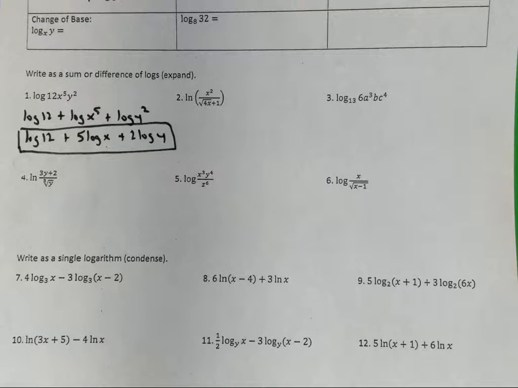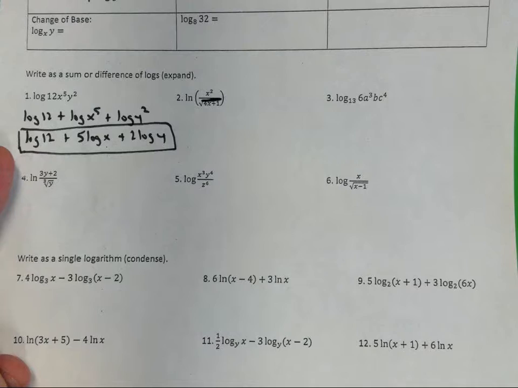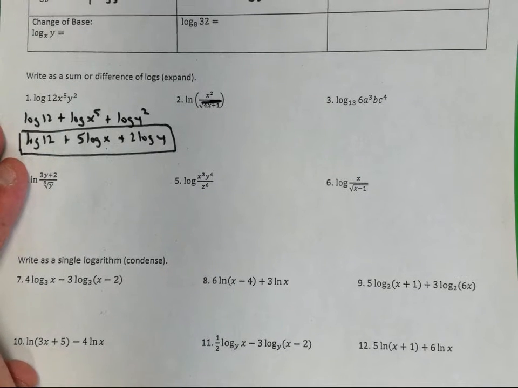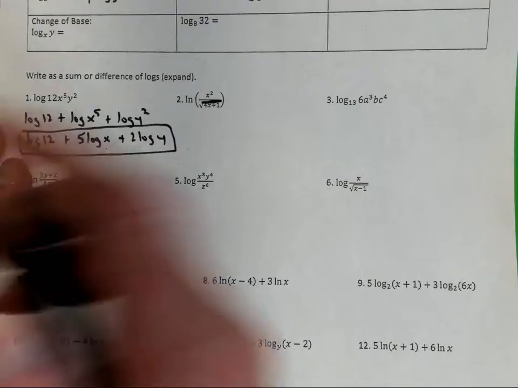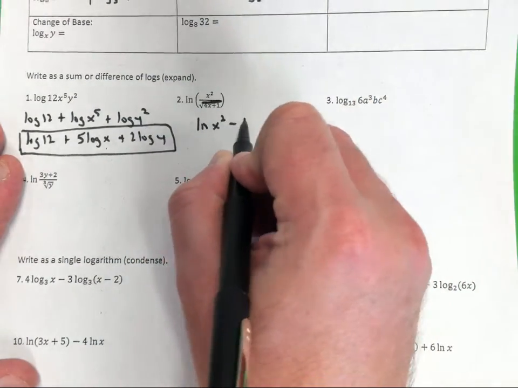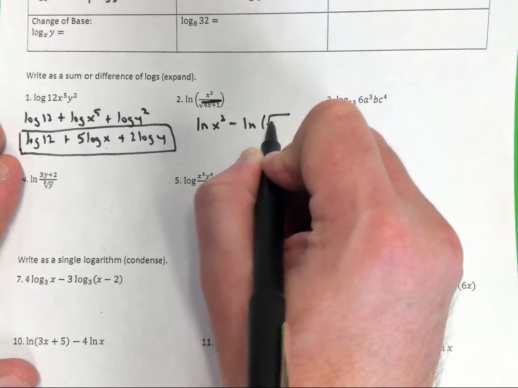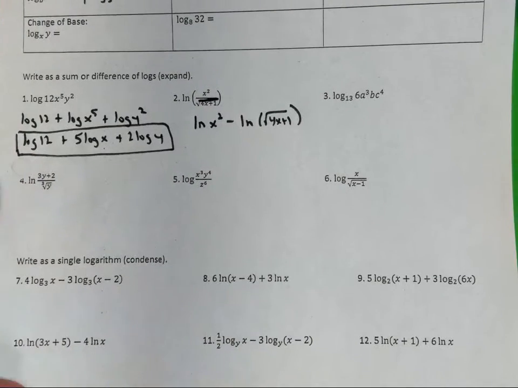Now, there's a little typo on number 2. I need you to draw that radical all the way over that 4x plus 1. Now, what rule is sticking out to you here? Product or quotient? Quotient, because I'm doing what operation? So I'm going to break it apart. Natural log of x squared minus the natural log of the square root of 4x plus 1. Now, let's stop there because we have several more things we've got to do on that problem.